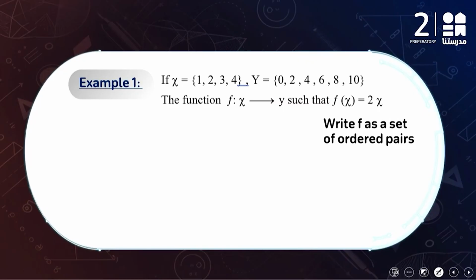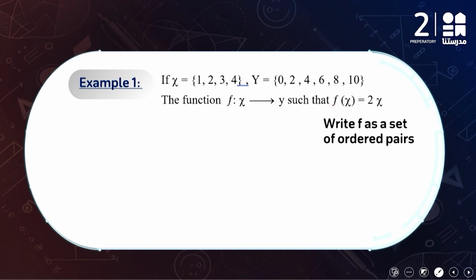Now with example 1, here we have set X which equals 1, 2, 3 and 4, and Y equals 0, 2, 4, 6, 8 and 10. The function here from X to Y. This arrow means the domain is X and the codomain is the set Y. Such that f of x equals 2x. This part we call the rule of the function. This part, f of x equals 2x, is the rule of the function.